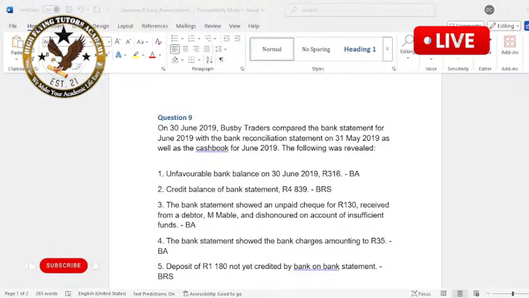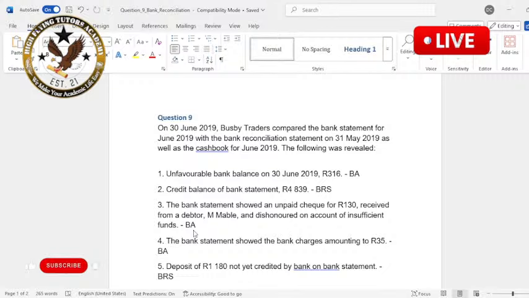I don't know if you guys can see. And then let's go to the next transaction. The next transaction, remember, it says, let me just go there to the question. It says deposit of 1,180 not yet credited by the bank on the bank statements.